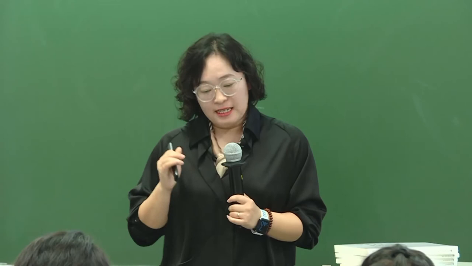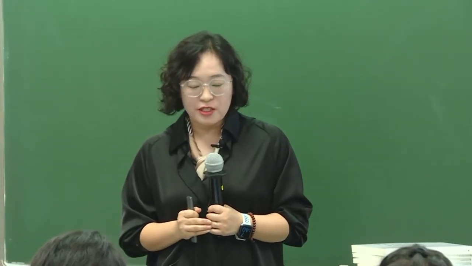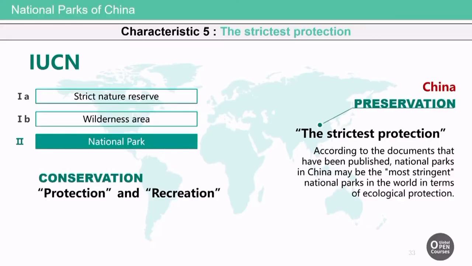The last feature, the strictest protection. National parks in China are different from those in America or most countries. Most national parks use conservation as their goal. They not only focus on protection of natural, historical, and scenic resources, but also emphasize recreational opportunities. But in China, the word we use is preservation. We insist on the strictest protection. This phrase has been repeated in the central government's documents. Actually, maybe China will be the only country whose national park is the strictest in terms of ecological protection. So here is a question for you.